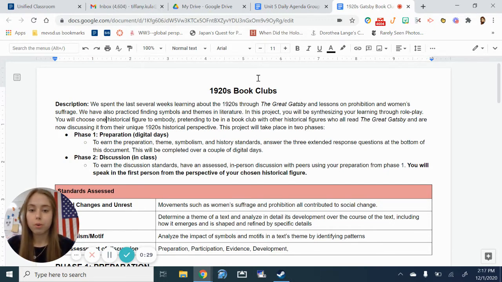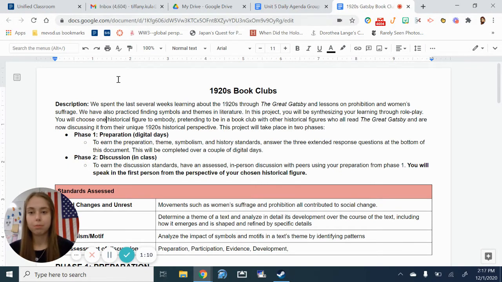So you are going to be embodying a historical figure from the 1920s or someone that relates to the content that we learned about the 1920s. You will take on their perspective and you will be meeting with other classmates who are also embodying historical figures. Together, you're going to be participating in a book club. So you're pretending that all of you have read The Great Gatsby as these historical figures, and you're going to talk about the book from that perspective, giving your unique insight based on whatever person you are choosing to be. So it should be pretty cool.